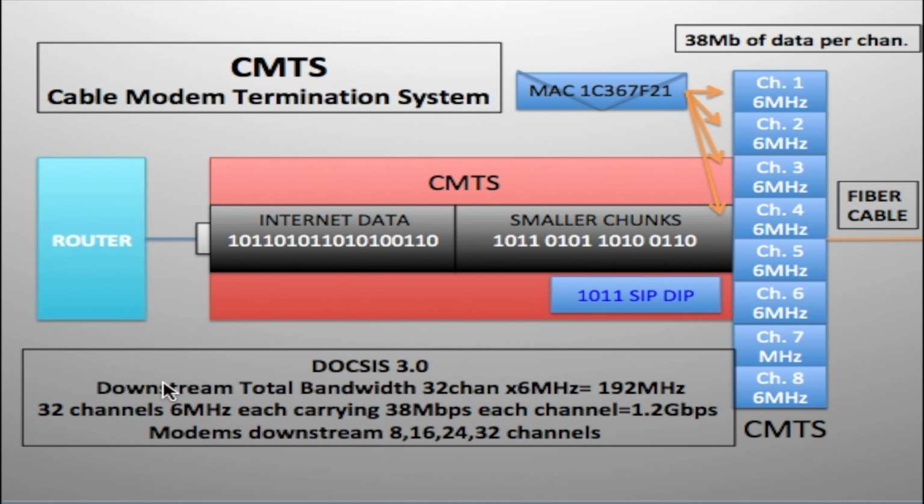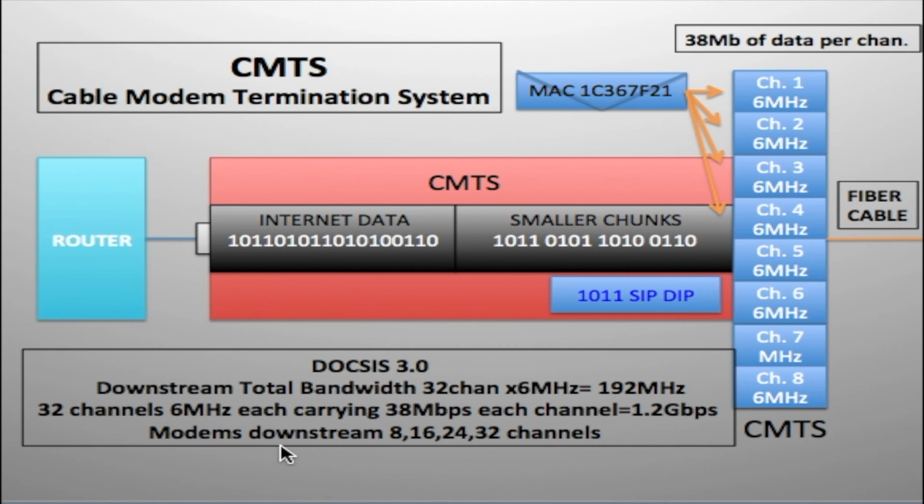So as I have written down here, the downstream total bandwidth is 32 channels times 6 megahertz. So that's 192 megahertz from channel 1 right up to channel 32. 32 channels, 6 megahertz each, carrying 38 megabits of data. So you have 1.2 gigabits of data across all channels. So from channel 1 to channel 32, you have 1.2 gigabits of data.